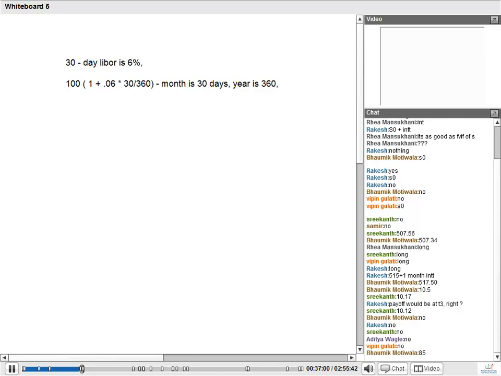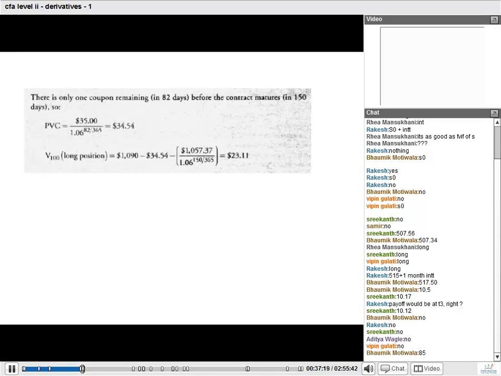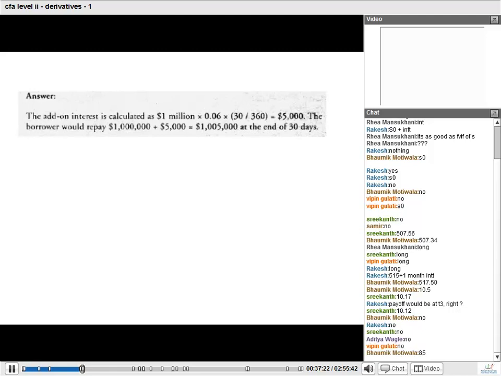So you will not raise to the power 30 by 360. You will not apply the concept of compounding here. You will be computing the LIBOR payment as an add-on rate. So LIBOR is an add-on rate. So if you had a 6% rate of interest on a $1 million deposit, you would receive an interest amount of $1 million into 0.06 into 30 by 360. And the borrower would repay $1 million plus 5,000, that is $1,005,000 at the end of 30 days.